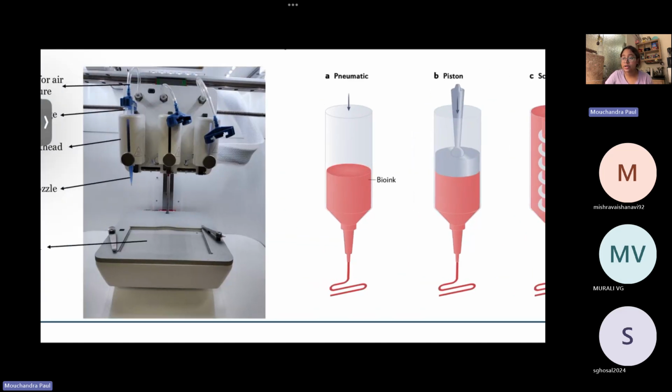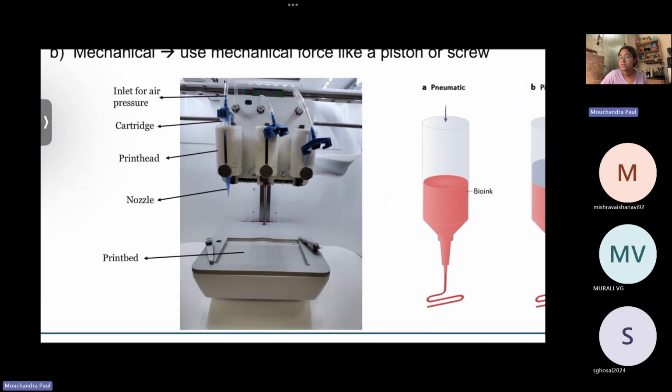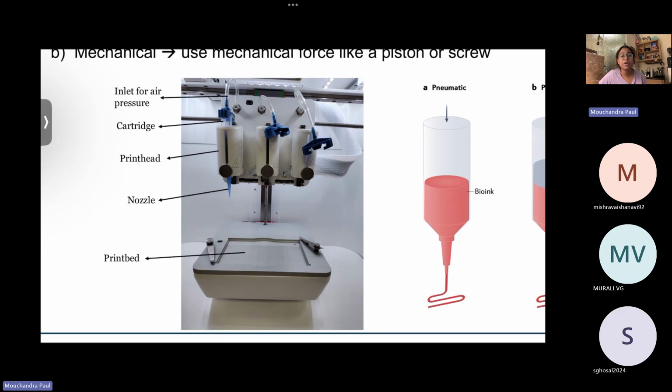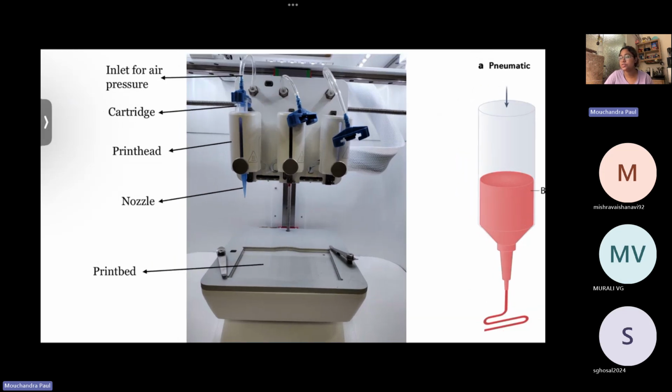So how does an extrusion-based bioprinter look? This is an image of the bioprinter that we have in our lab. We have print heads. These are the three print heads. And this system uses a pneumatic mode of extrusion, meaning it is connected to an air compressor. So pressurized air flows through the pipes. These are the inlets for the pressurized air to get in touch with the bioink.